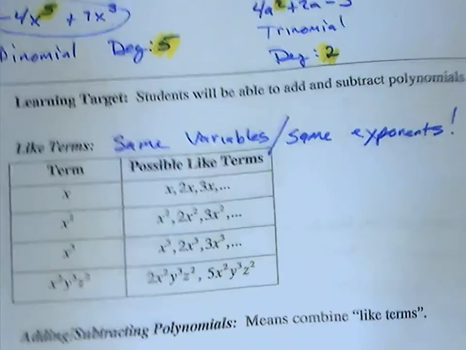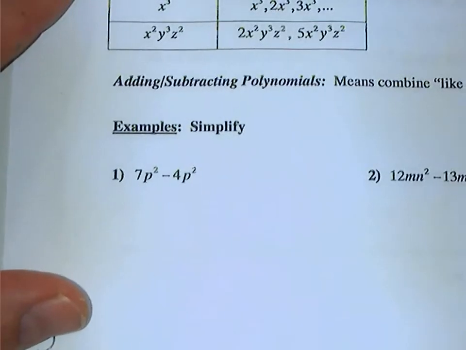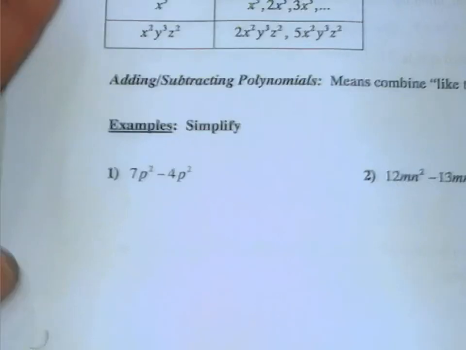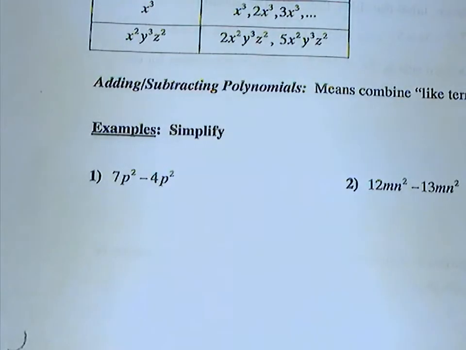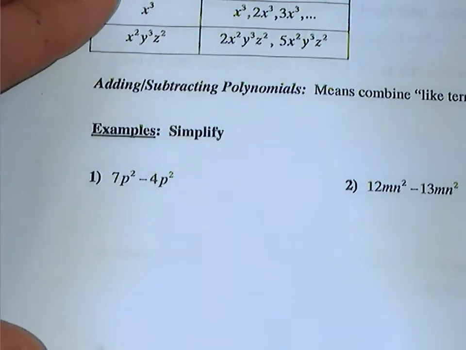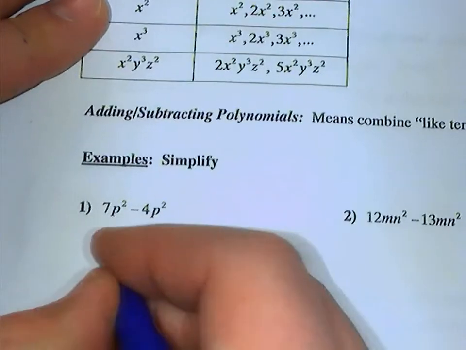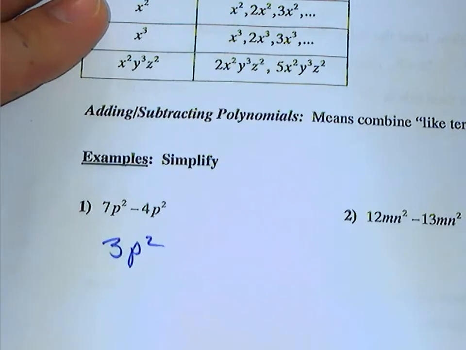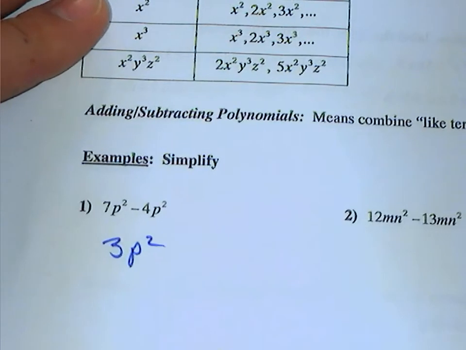So let's take a look. Example number 1. We want to simplify this guy. I've got 7p squared minus 4p squared. I have the same variable p, and they're both squared. Same exponents. Just combine your like terms. What's 7 minus 4? 3 p squared. It's that easy, guys. It's like apple plus apple. I've got 2 apples, not 2 apples squared. You don't touch the exponent. You just add the numbers in front.